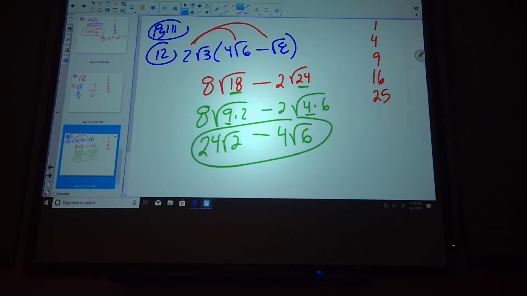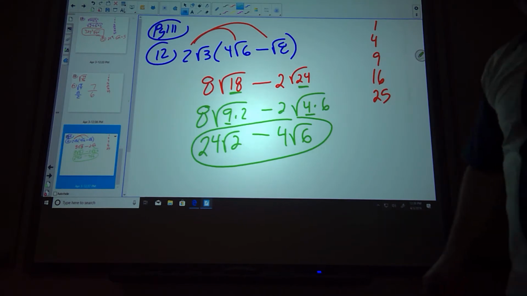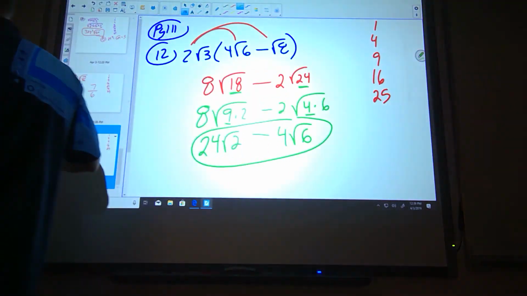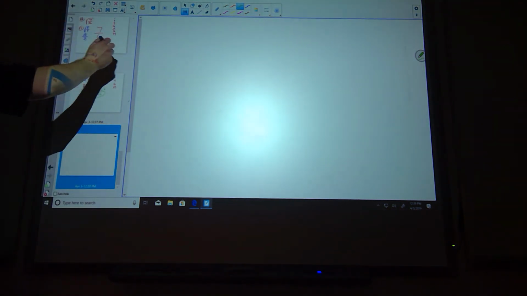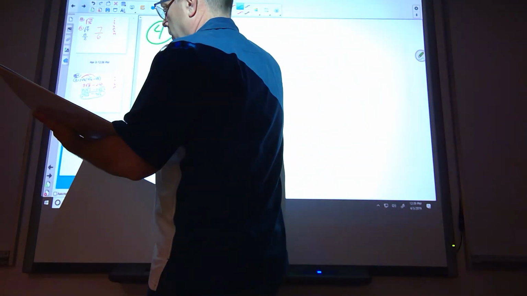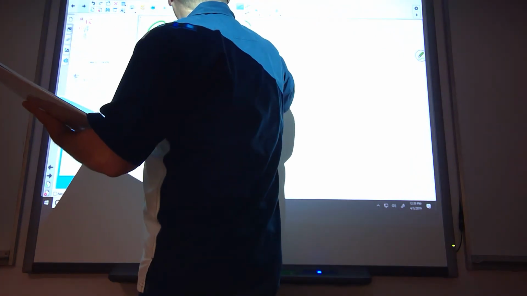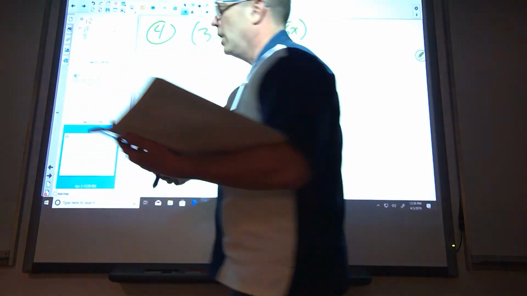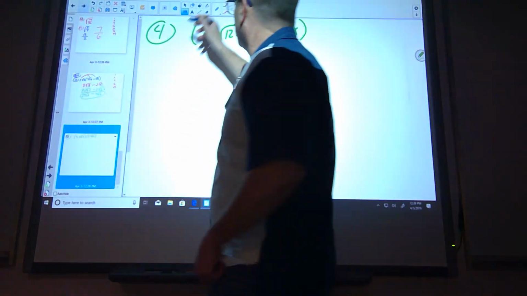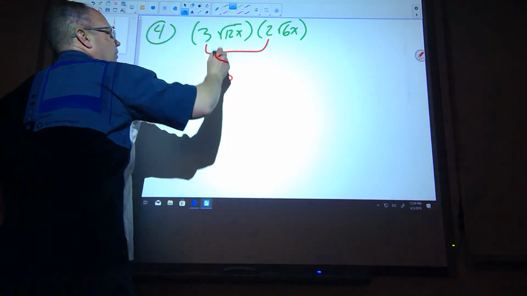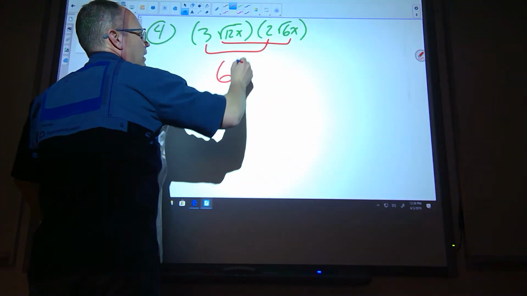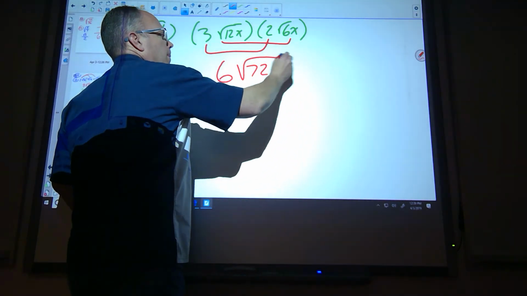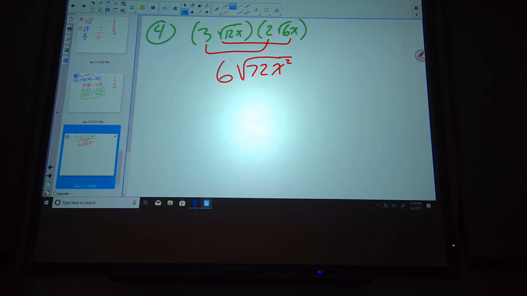What else do you see on that? 4? Can I move off? 4. 3 root 12x times 2 root 6x. So outside, outside, inside, inside with multiplication, right? 3 and 2 is 6. If I multiply those together, I'm going to get root 72x squared. Do you feel comfortable with that so far?